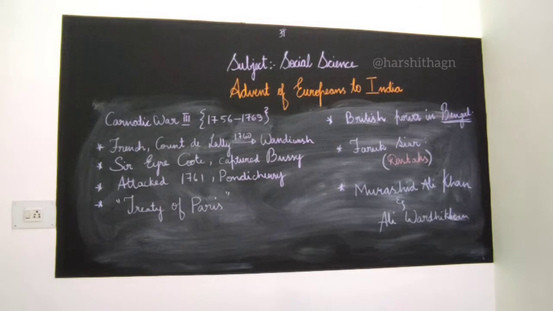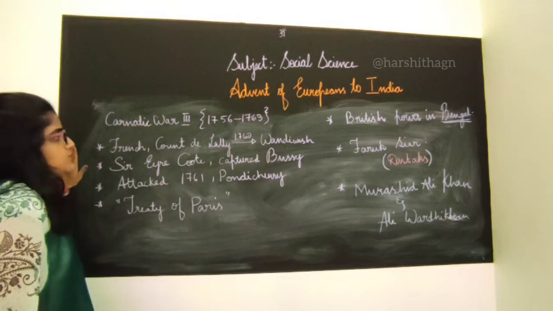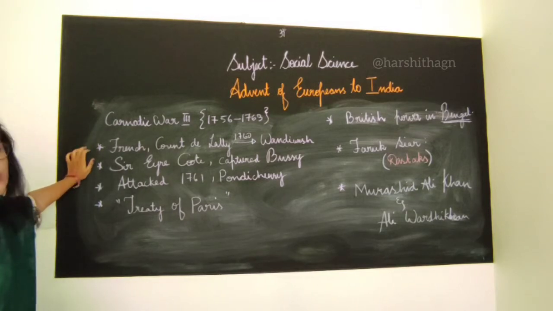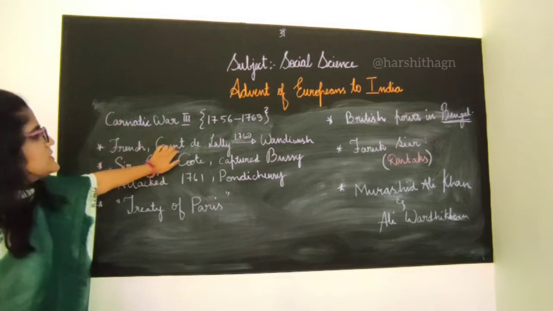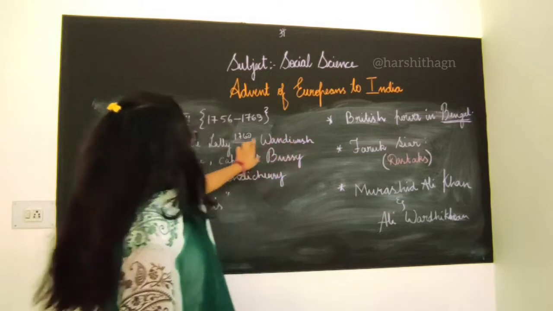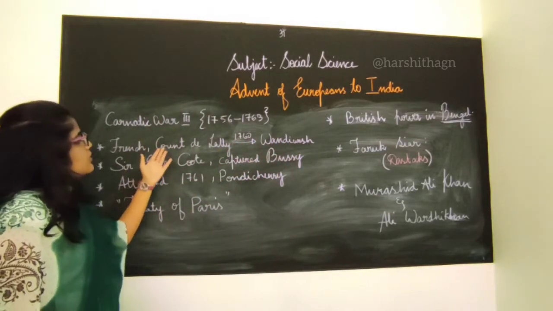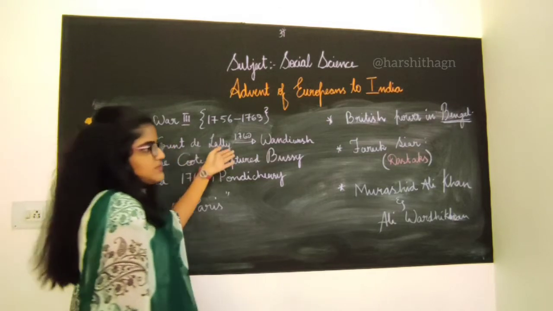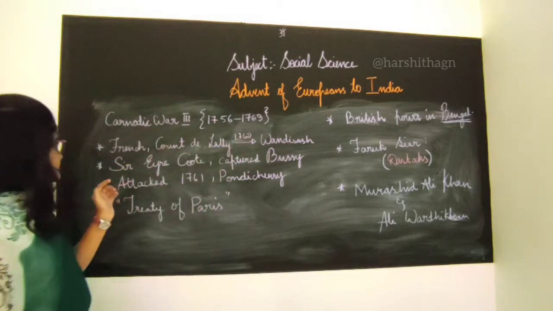So the next war, that is Carnatic War 3, happened between the years 1756 and 1763. What was the reason for this war? A French general called Count Lally attacked or besieged a place called Pondicherry in 1760.